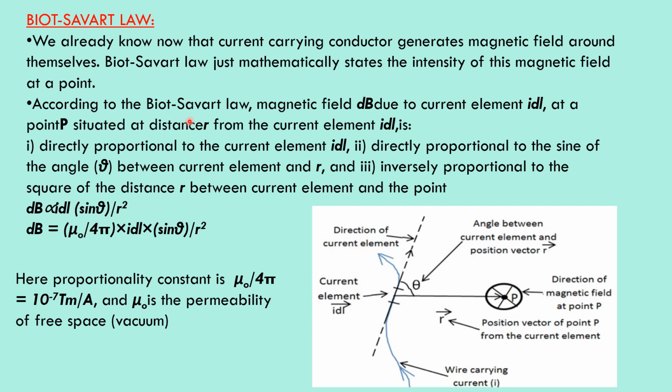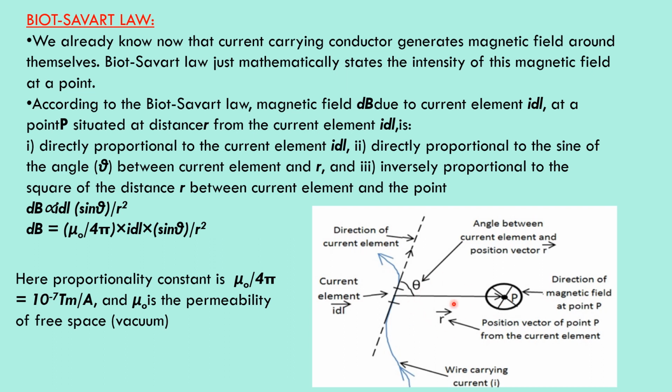According to the Biot-Savart law, the magnetic field dB due to a current element IdL at a point P situated at a distance r from the current element IdL is given as follows. Already I told you, IdL represents a small portion of the length of the conducting wire, and P is the point that experiences the magnetic field. Theta is the angle between the current element and the position vector, and r is the distance of P from the current element dL. This arrow mark shows the direction of the magnetic field.